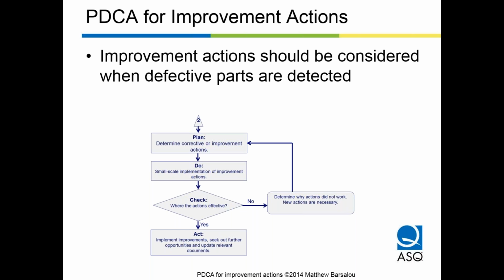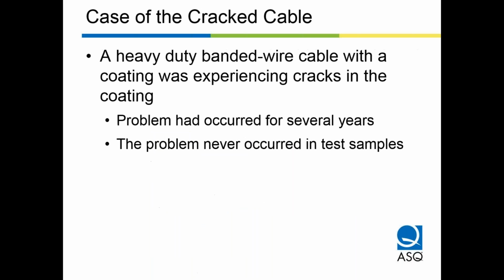And of course, plan, do, check, act for improvement, a more traditional use. Plan the improvement. Do a small scale implementation of the improvement. And I specifically wrote small scale because if you're going to change a product or process, make sure it's not going to induce new problems. Make sure it's not going to make the problem worse. And make sure it's actually going to fix the problem.